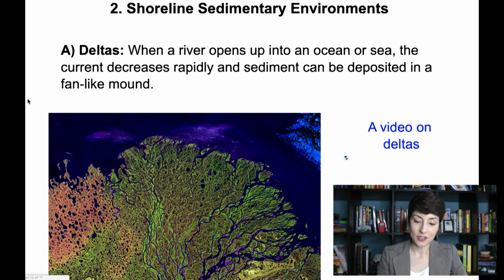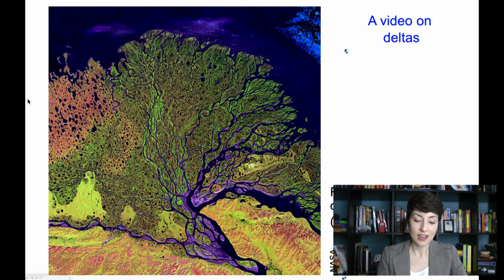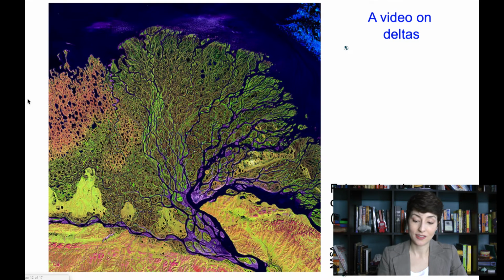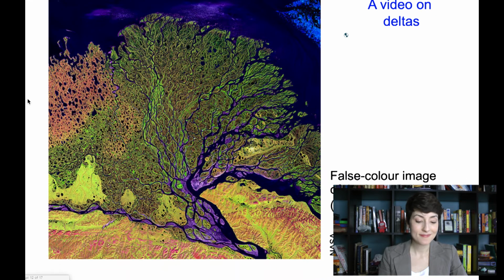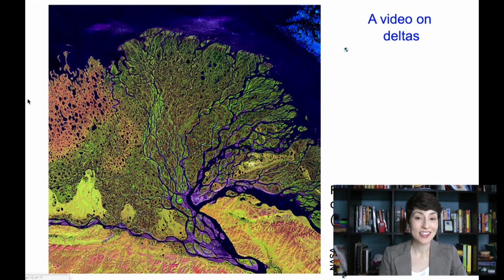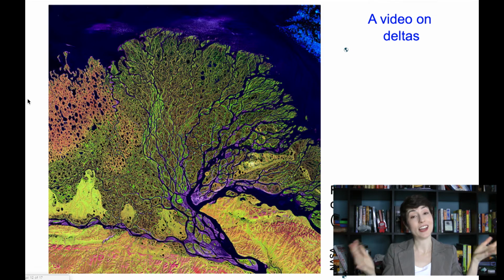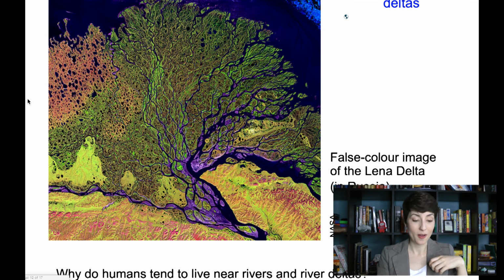So here's a beautiful picture which is taken, it's a false color image, and it's of a Russian delta called Lena Delta. You probably are familiar with the Nile Delta, which is a very famous delta at the end of the Nile River, of course. Lots of humans tend to live near deltas, and that's because all that sediment gets dumped in one general area, which leads to very fertile land because a lot of nutrients for plants and crops are dumped there as well.